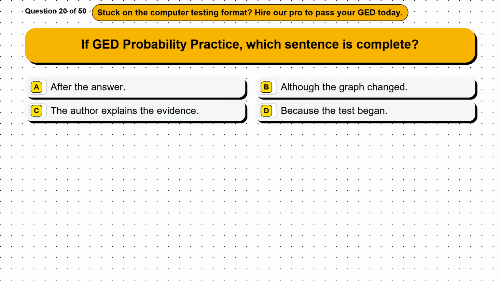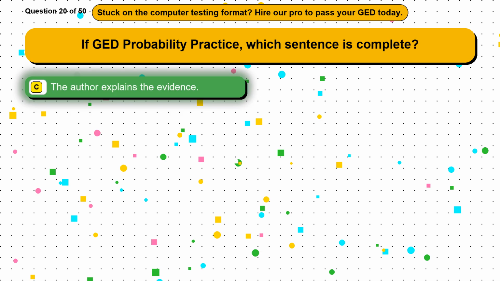Question 20. If GED probability practice, which sentence is complete? Option A, after the answer. Option B, although the graph changed. Option C, the author explains the evidence. Option D, because the test began. The correct answer is option C. The author explains the evidence.